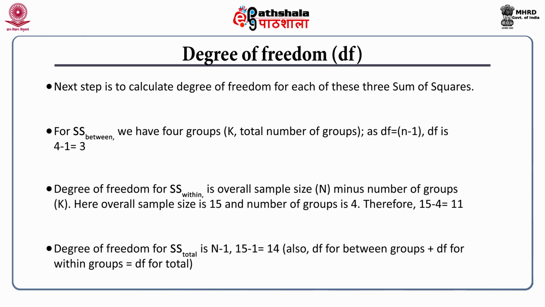Finally, degree of freedom for SS total is the total sample size minus 1, that is n minus 1, 15 minus 1, 14. Also, degree of freedom between group plus degree of freedom within group, that is, as you can see, 3 plus 11, is also 14. So there are two ways to calculate the same statistic, the degree of freedom.